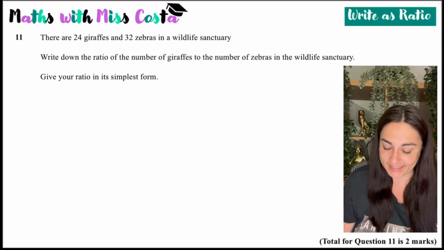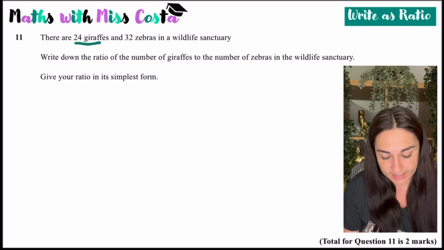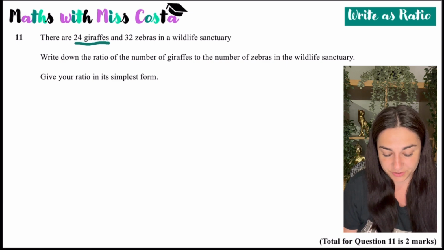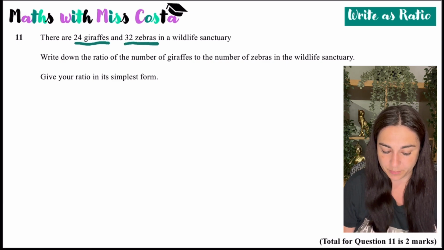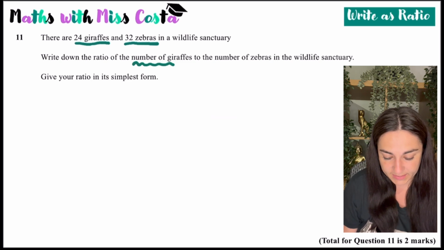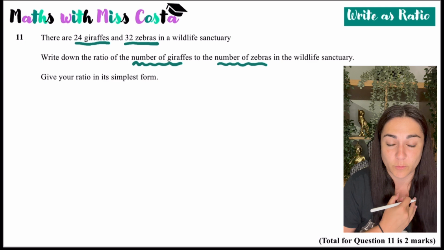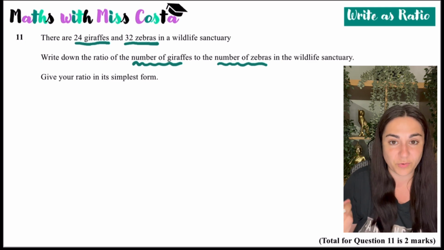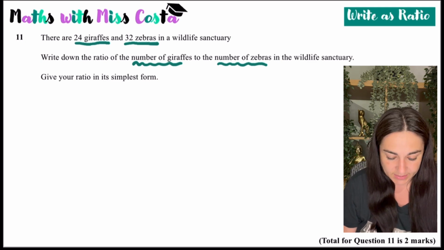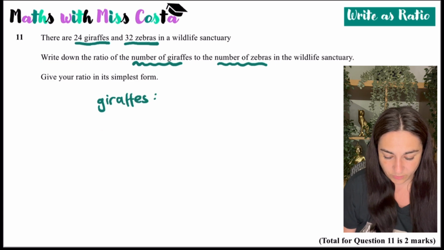Okay, so just a simplifying ratio question. We're told that there are 24 giraffes in Wildlife Sanctuary and 32 zebras. I'm told to write down the ratio of the number of giraffes to the number of zebras in the Wildlife Sanctuary, and then give it in its simplest form. So the key thing with ratio is you have to write it in the order that it's given to you. So they say write the giraffes first and then write that to the number of zebras.